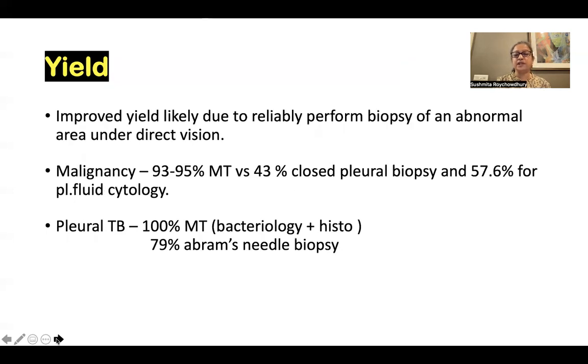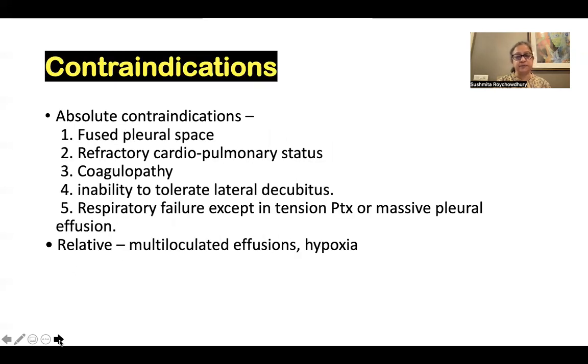The yield obviously is significantly increased because you are diagnosing under direct vision rather than doing a pleural biopsy, which is unguided. In malignancy, medical thoracoscopy gives 93 to 95% yield versus 43% in closed pleural biopsy. And in TB, there is 100% diagnosis versus 79% in Abraham's needle biopsy.